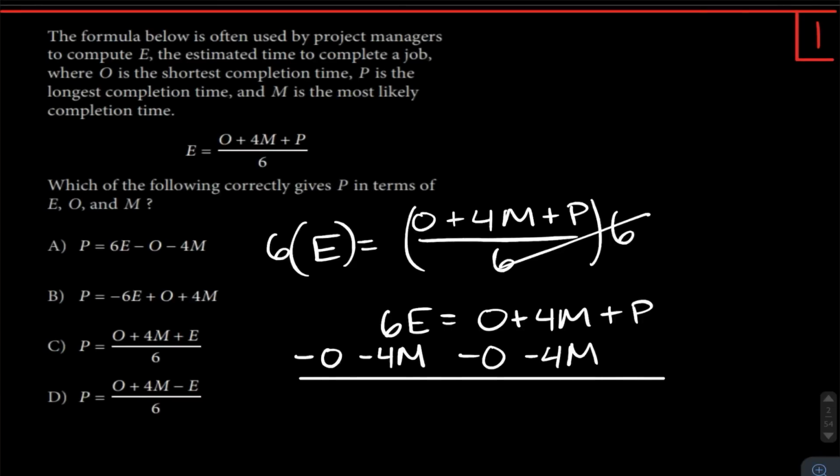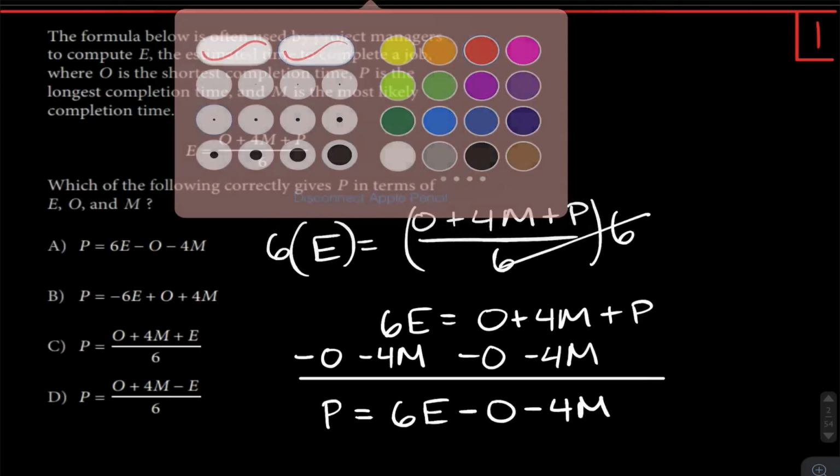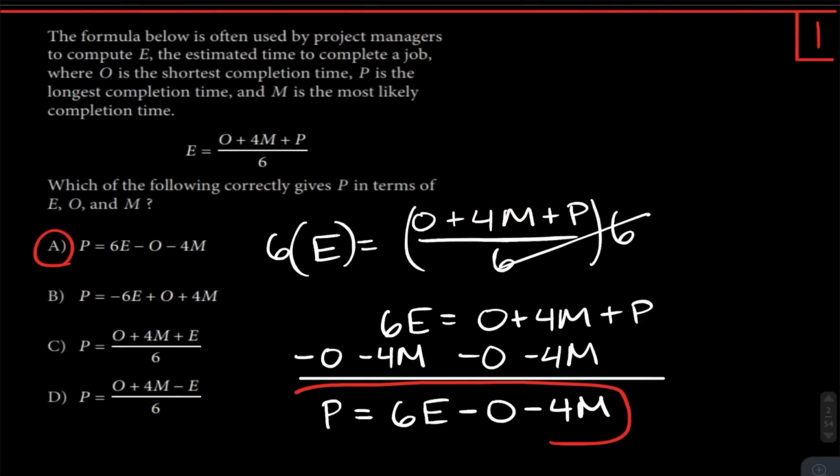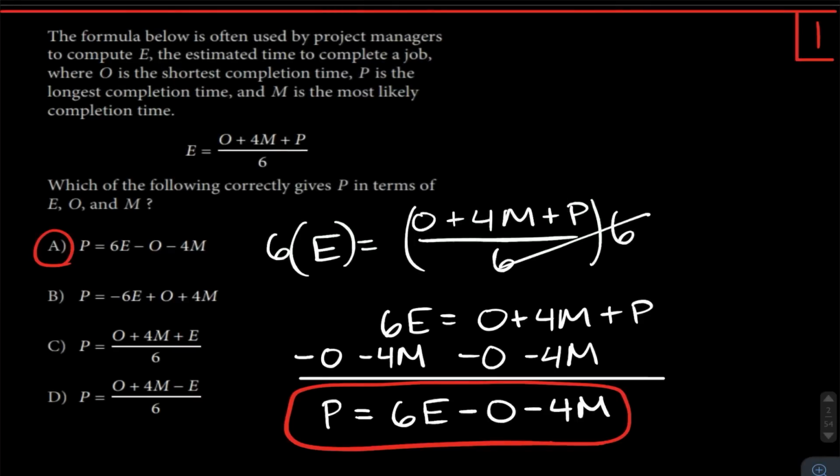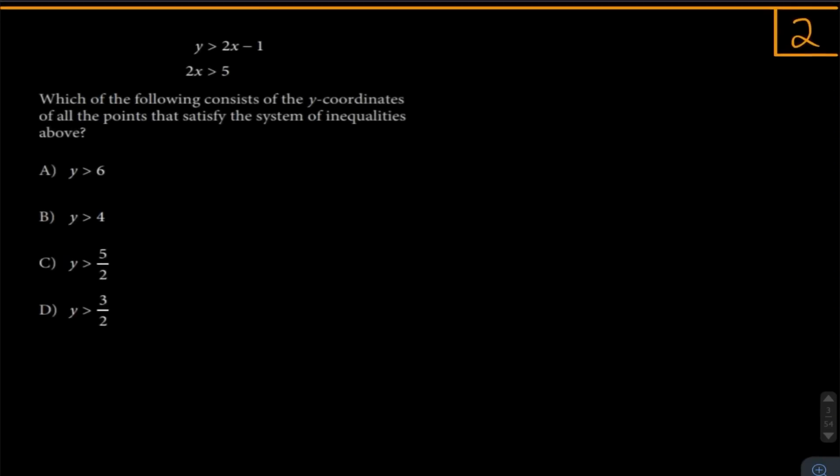And when we do that, hopefully you can see that I'm about to switch sides here. So I'm going to put P on this side, and I'm going to put this stuff on the other. We're going to have P is equal to 6e minus O minus 4m. Okay? And right there, that is choice A. All right. So nice little easy first problem. And so now it's time to move on to the second one.